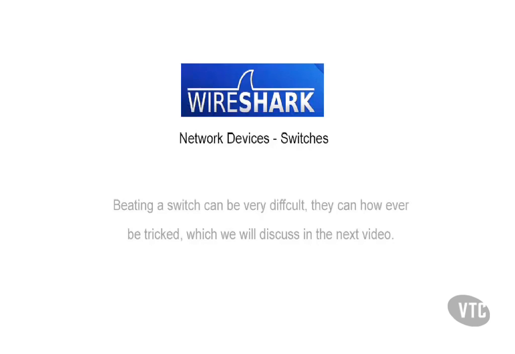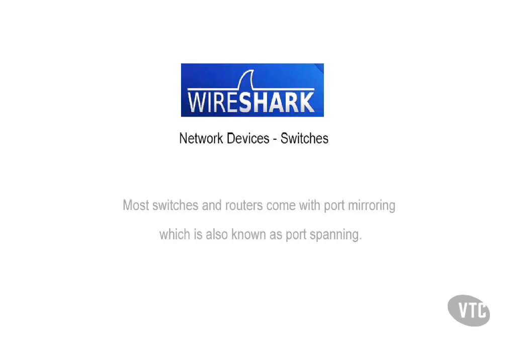Another great feature of a switch device is the use of VLANs, or virtual LANs. A VLAN divides the switch into various segments, essentially segmenting the connected clients or devices into multiple networks. This feature alone makes using sniffers much more difficult, but provides network administrators much more control over their network infrastructure. Beating a switch can be very difficult, but they can, however, be tricked, which we will discuss in the next video.